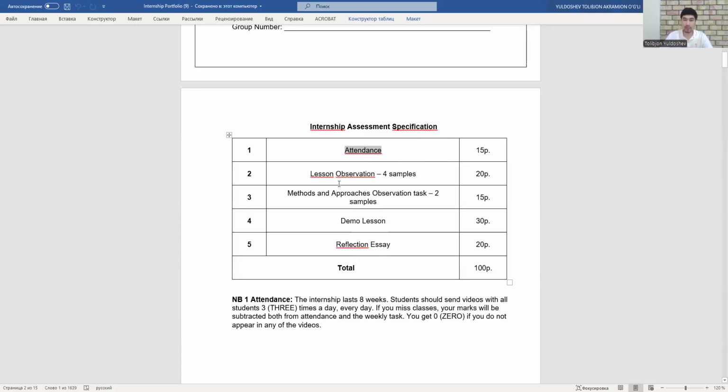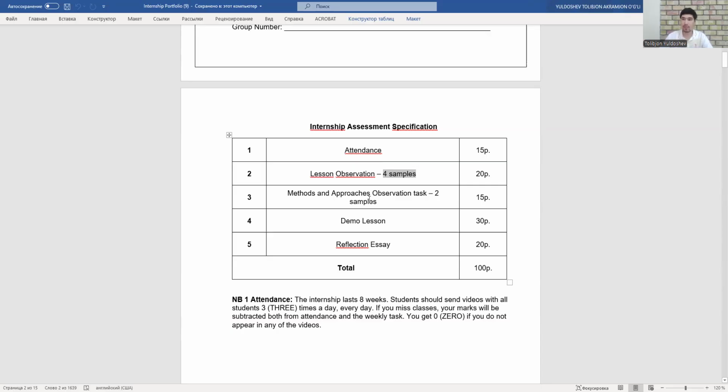And then for the first week, ideally you need to observe lessons and complete an observation form, which I will show you later. And you need to have overall 4 samples of these observation forms. There is one more observation task, especially about observing methods and approach that the teacher uses in the classroom, and you need to have 2 samples of that.